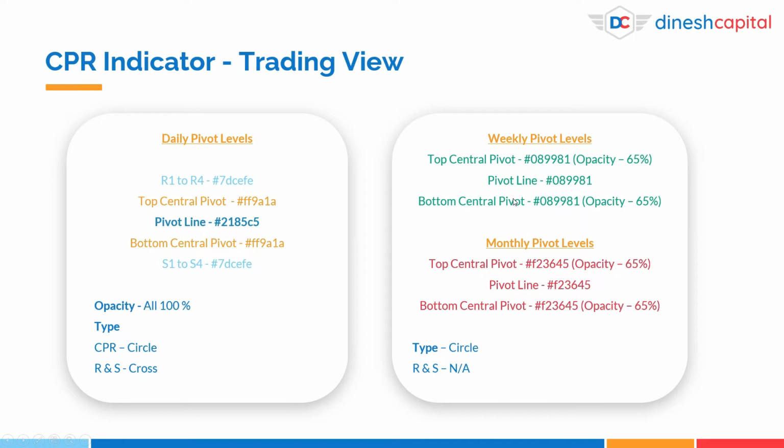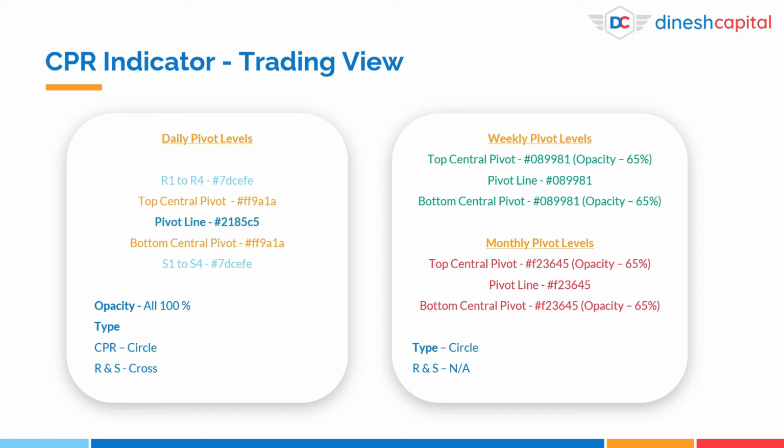And I use default green color for weekly pivot levels and red color for monthly pivot level. And for top and bottom central pivot, I just reduce the opacity to 65%. So when you reduce the opacity, the color will be more transparent, and the type will be circle. And only for daily support and resistance I use the cross type levels. When you add the colors you like, you can see the charts for a longer time without straining your eyes.